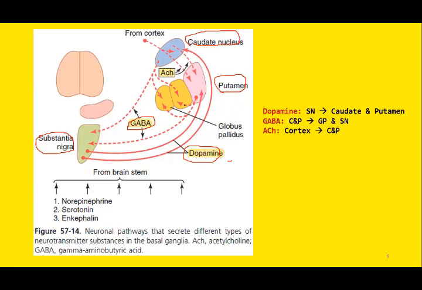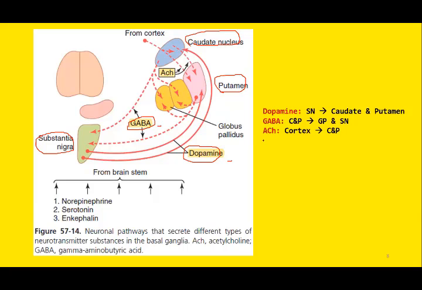From the caudate nucleus and putamen nucleus, the fibers go back to the globus pallidus. This yellow region is the globus pallidus, and some fibers enter the substantia nigra. So GABA is yet another inhibitory neurotransmitter.